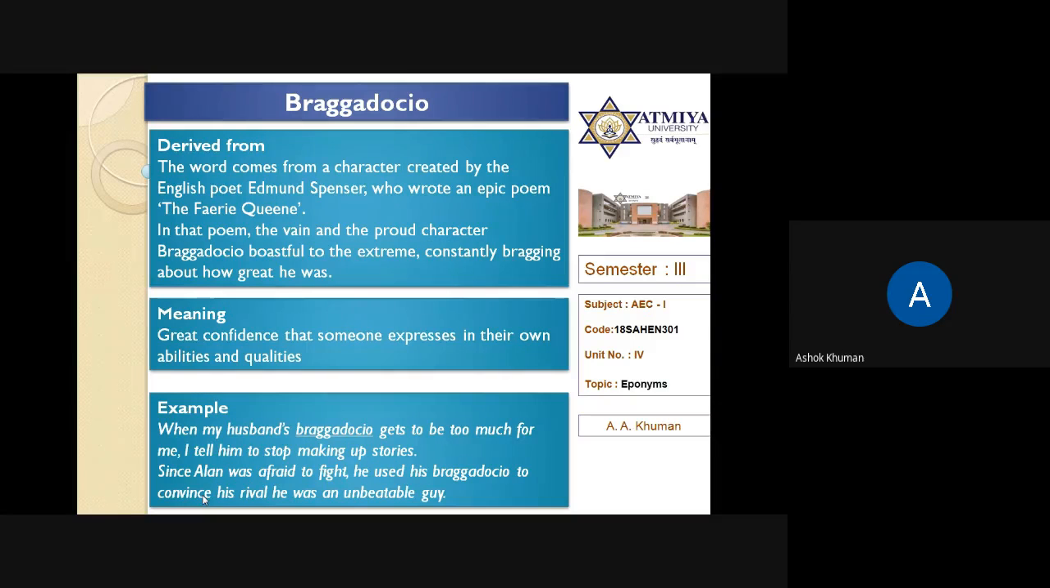So there are some people who have that type of temperament, that they always keep boasting about themselves. So in Edmund Spenser's epic The Faerie Queene, there was one character whose name was Braggadocio. And this Braggadocio has this type of nature, that whenever he would meet somebody, he would start boasting about himself. That he is very great, he is very powerful, he is very intelligent. So Braggadocio means bragging. Braggadocio character. Braggadocio nature. It is an adjective.